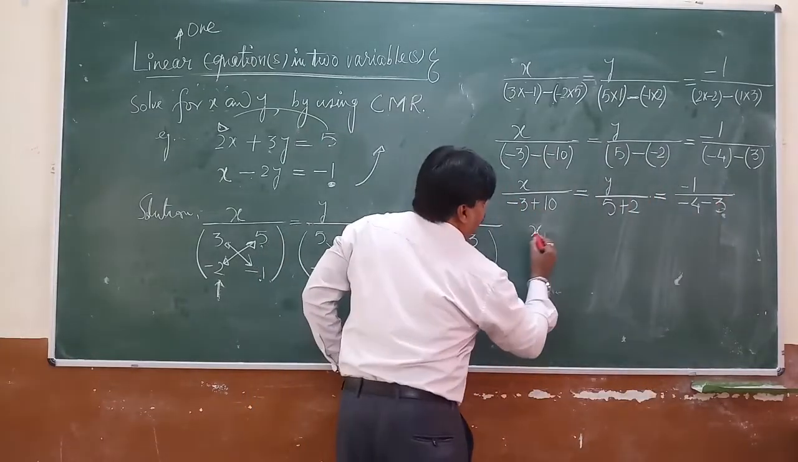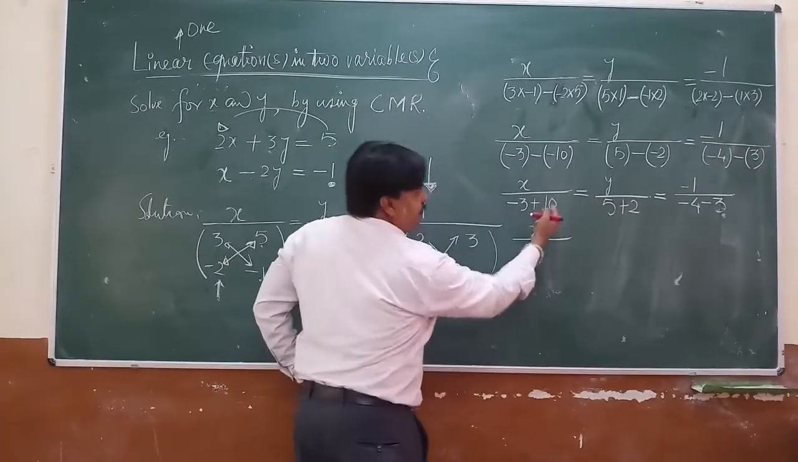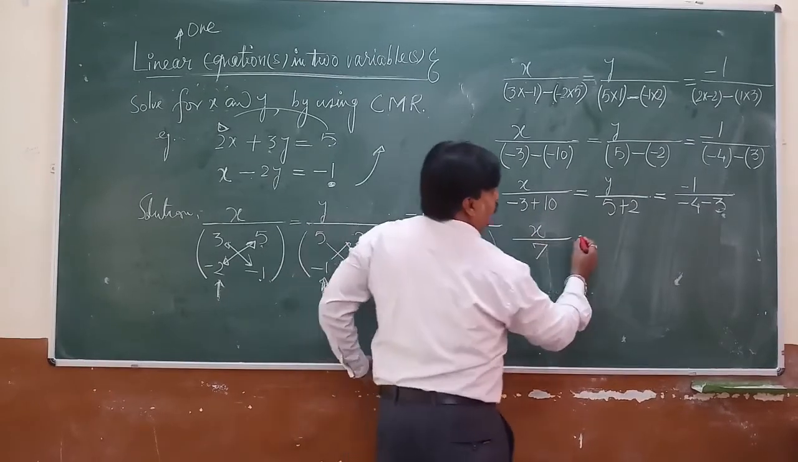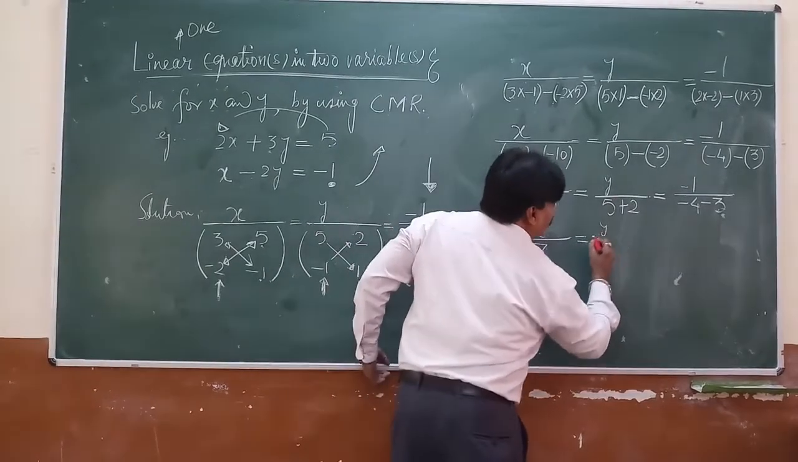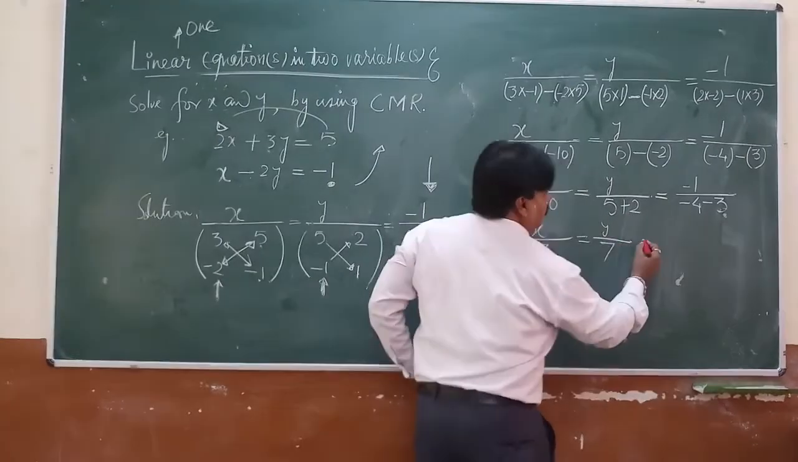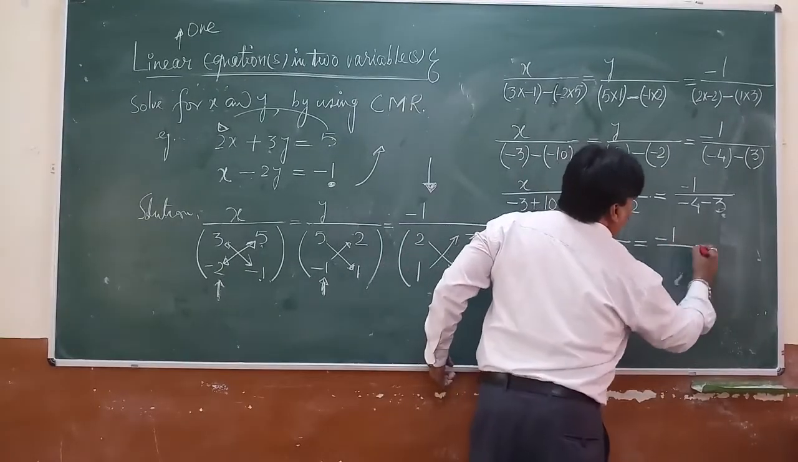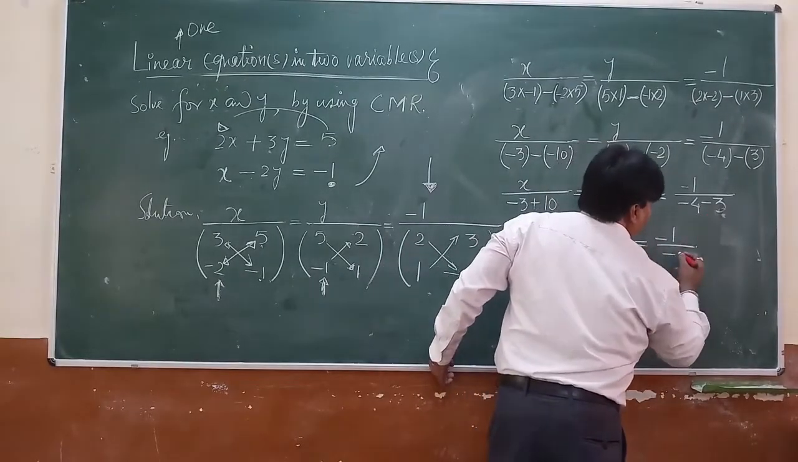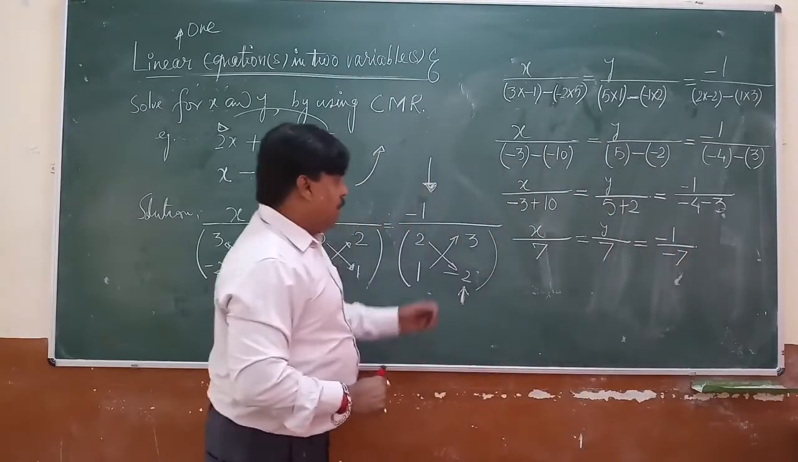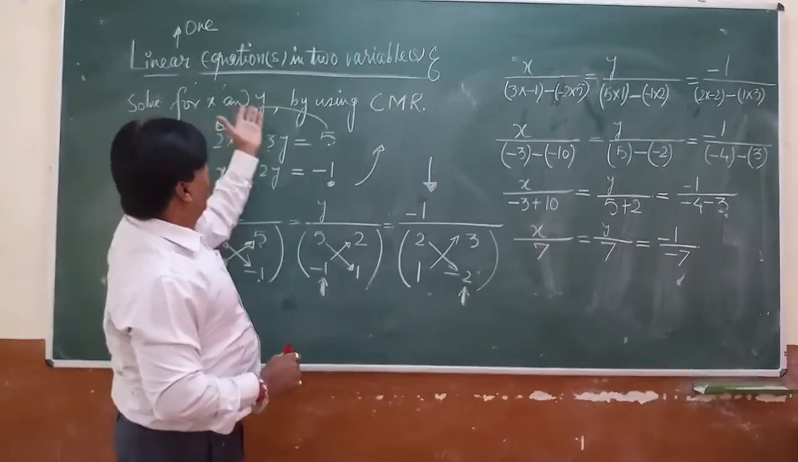Now this can be written as x over minus 3 plus 10 is plus 7. Here is y over 5 plus 2 is 7, is equal to minus 1 over minus 4 minus 3, minus 7. Now we want to find out the value of x and y.